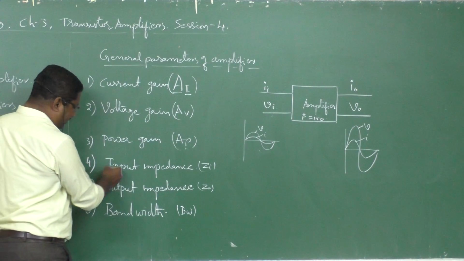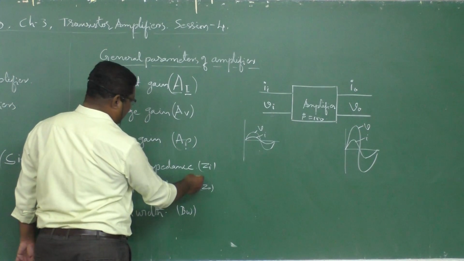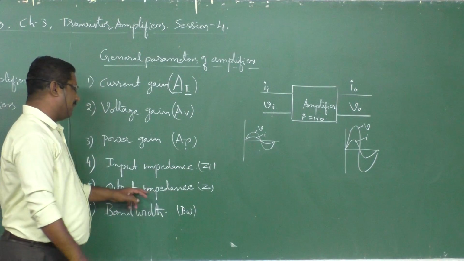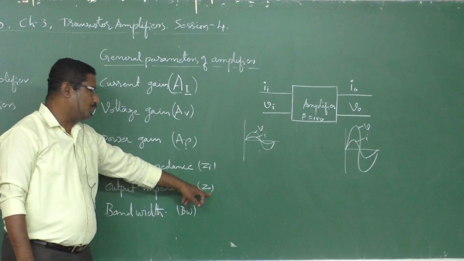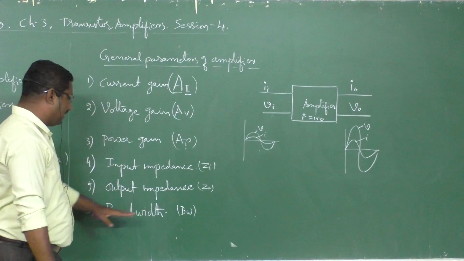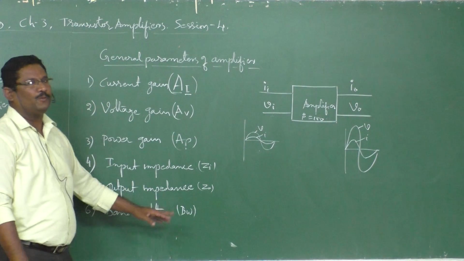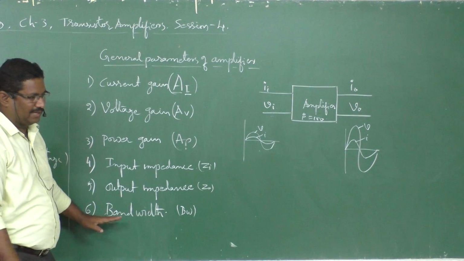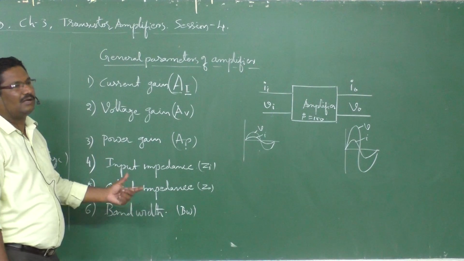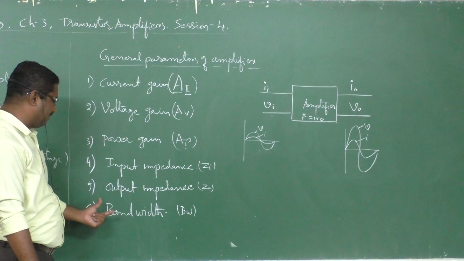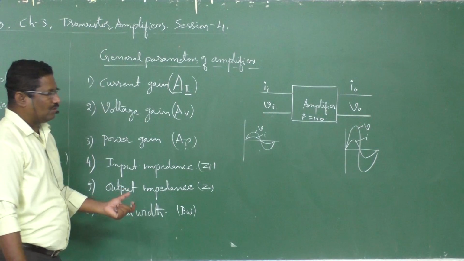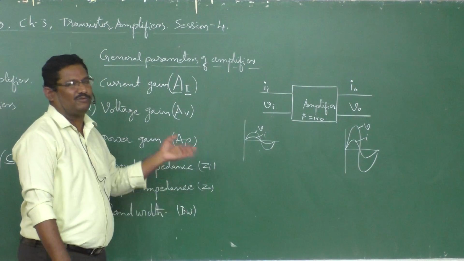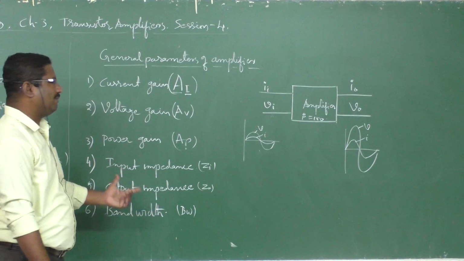Next is input impedance, with I for input and Z for impedance, and output impedance, with O for output and Z for impedance. Similarly we have bandwidth, BW. The operating frequency range can be called the bandwidth: from what range to what range of frequency we are using for amplification and for transmission of the signal. That is known as bandwidth.